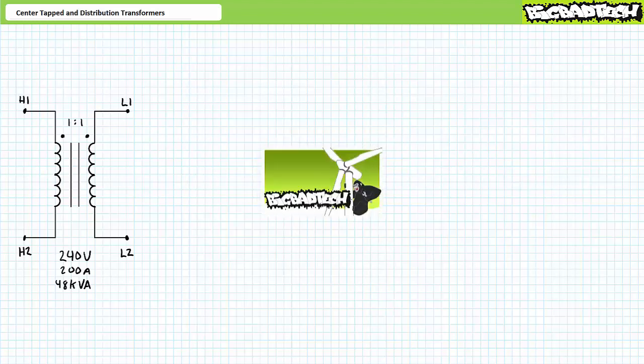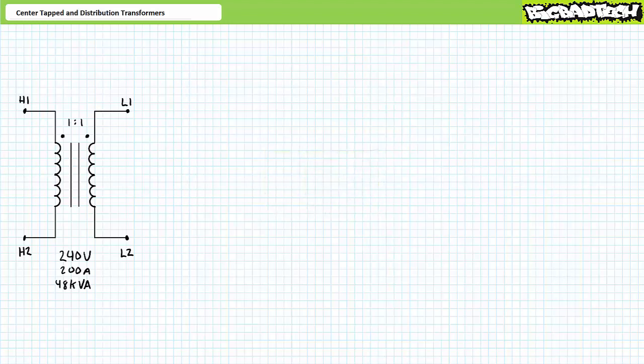Recall in the transformer connection diagrams lecture, available at the Big Bad Tech channel, we introduced phase dot notation, where the terminals identified with the phase dots simultaneously achieve the same polarity. For example, consider a 1-to-1 isolation transformer with a 240 volt, 200 amp rated primary and secondary windings. This transformer will be capable of transferring 240 times 200 or 48 kilovolt amperes of power without physical or electrical contact. Isolation between the primary and secondary windings allows a degree of flexibility in the system, in that the primary side could be grounded and the secondary side could be ungrounded or floating, or vice versa. For now, let's assume both sides are floating without reference to ground.